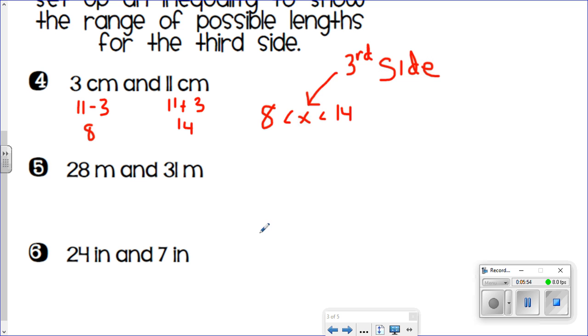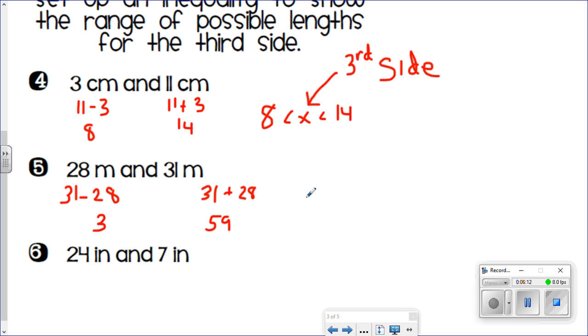Alright, so let's try our next example. We have the numbers 28 and 31, so we're going to do the same thing. We subtract the two numbers, then add them and come up with our range. When we subtract 31 and 28, you end up with 3. You add 31 and 28, you end up with 59.